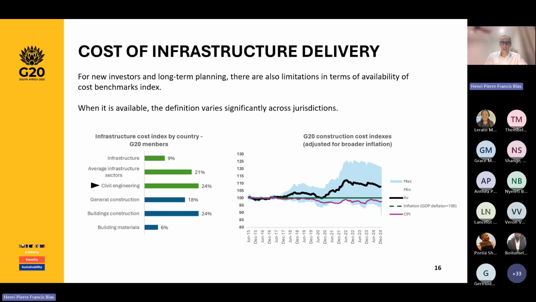Nobody knows exactly. So that has become quite a risk for investors, especially in assets that need to be built. Getting a sense of those indices is quite important. And what we've seen is that while most countries, at least within the G20, had some sort of index, the definition varies greatly.